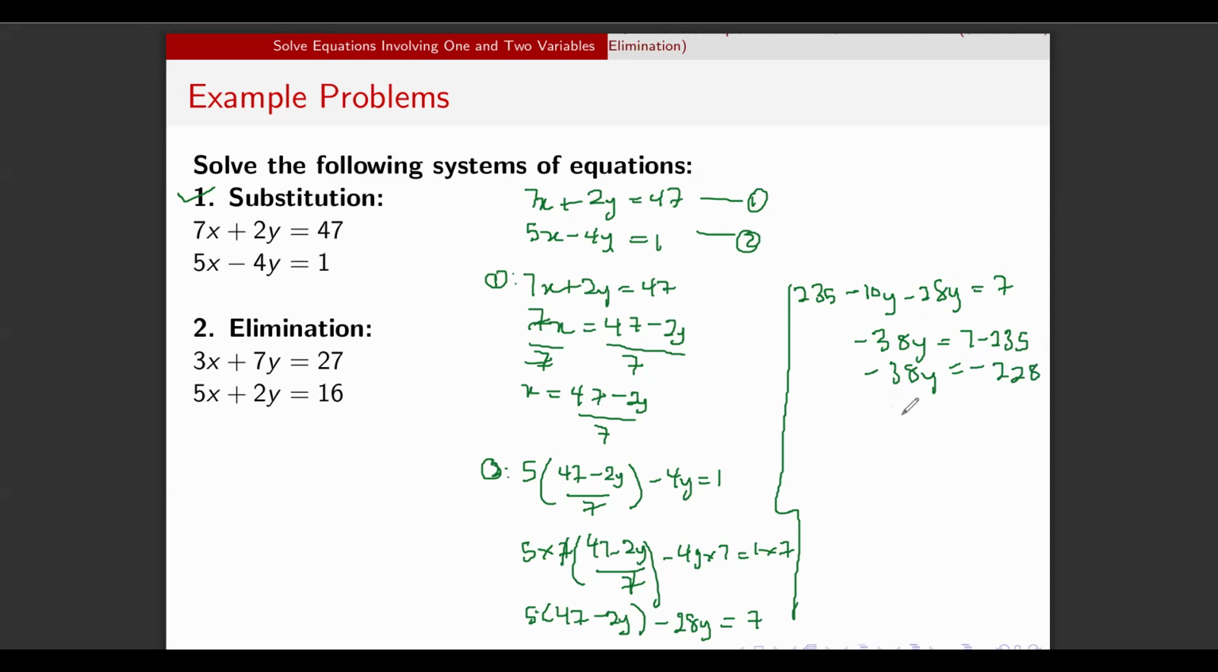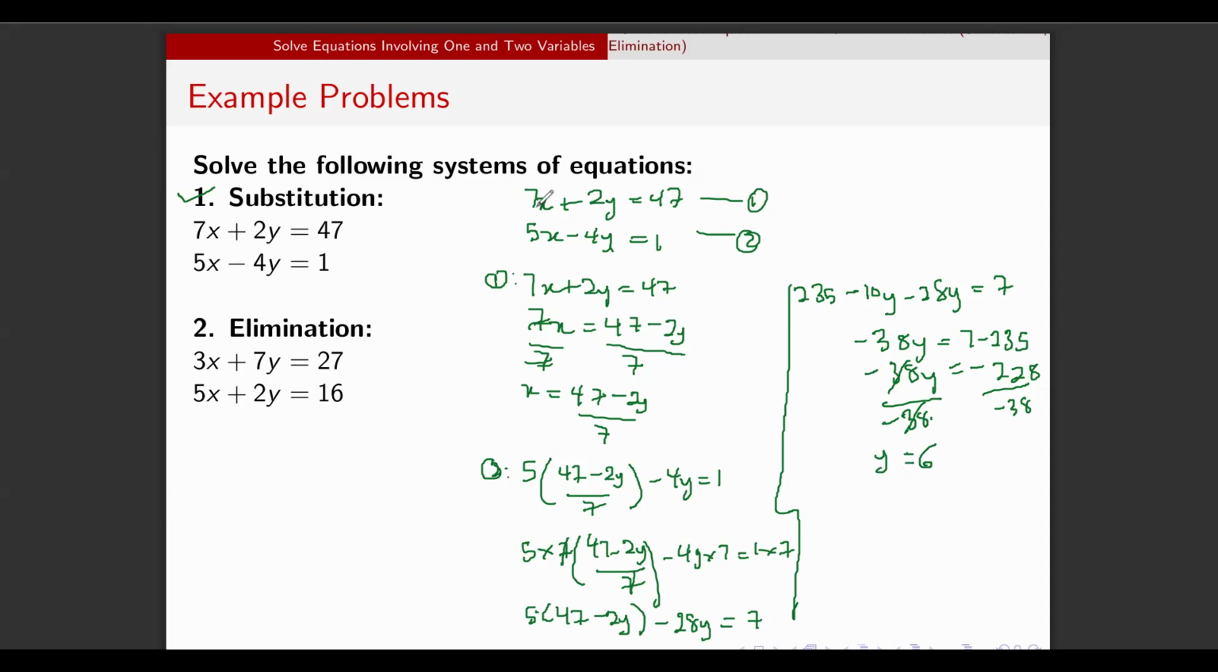So I divide both sides by minus 38 to let y stand alone. Divide here by minus 38 and then divide here by minus 38. I have here y. The minus 38 crosses out minus 38 and I have left y equals. Now minus 228 divided by minus 38 gives me 6. So I have y is equal to 6.